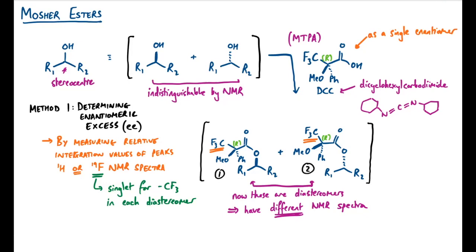So once you have those two integration values, let's just call the two esters ester 1 and ester 2, you can calculate the enantiomeric excess just by using those integration values. So this is the integration value of the CF3 peak in Mosher ester 1, take away the integration value in Mosher ester 2, divided by the sum of those two integration values.